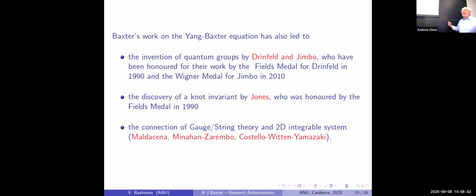And so, if you want to characterize Rodney's work, it's not just separate results. It's something which creates a very big picture, connected with other areas of physics and mathematics.